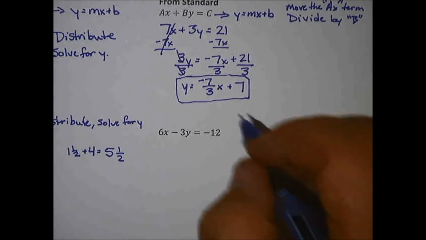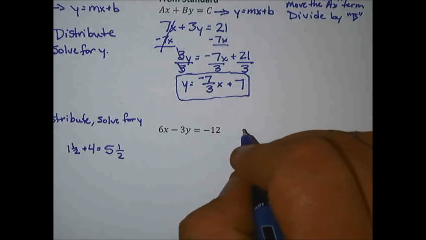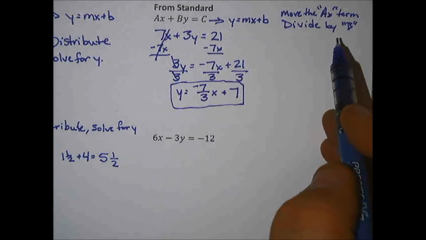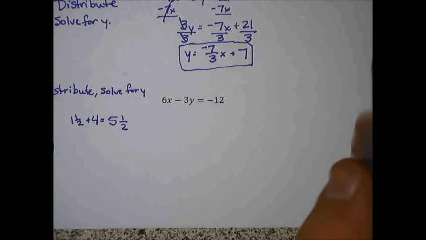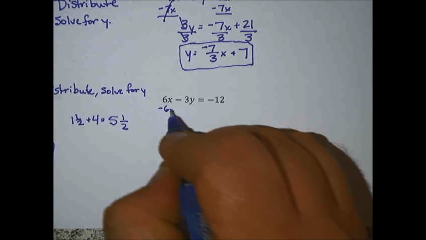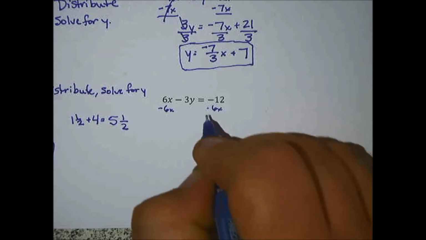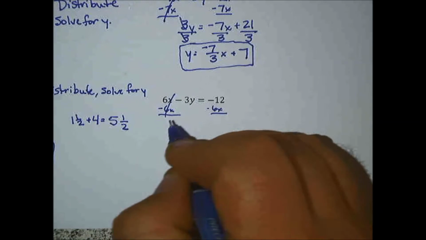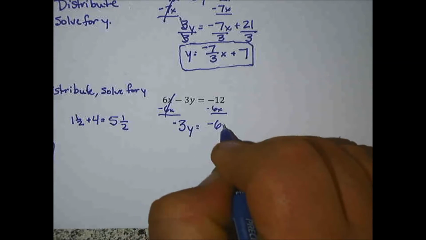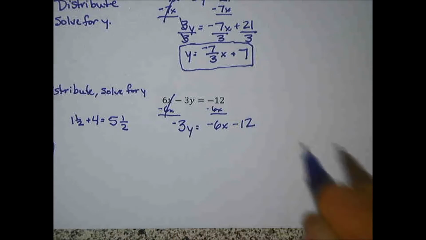All right, welcome back. Now remember, I want to move the ax term. Okay, my notes right up here. Move the ax term and then divide by capital B. So we're going to move that. We're going to subtract 6x, minus 6x. Bam, bam. Cancel those. Negative 3y equals negative 6x minus 12.